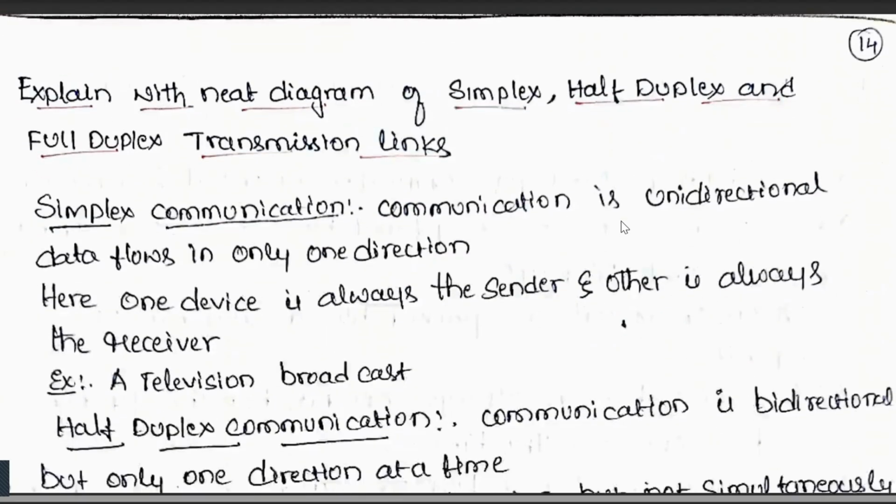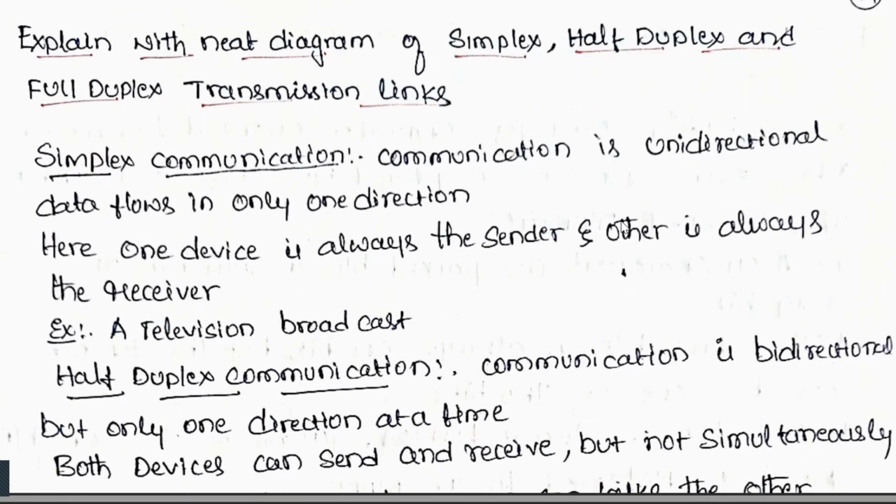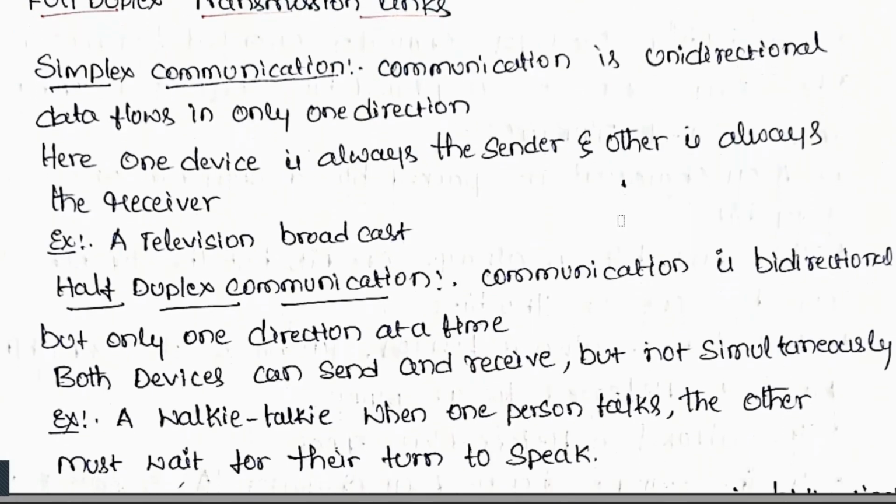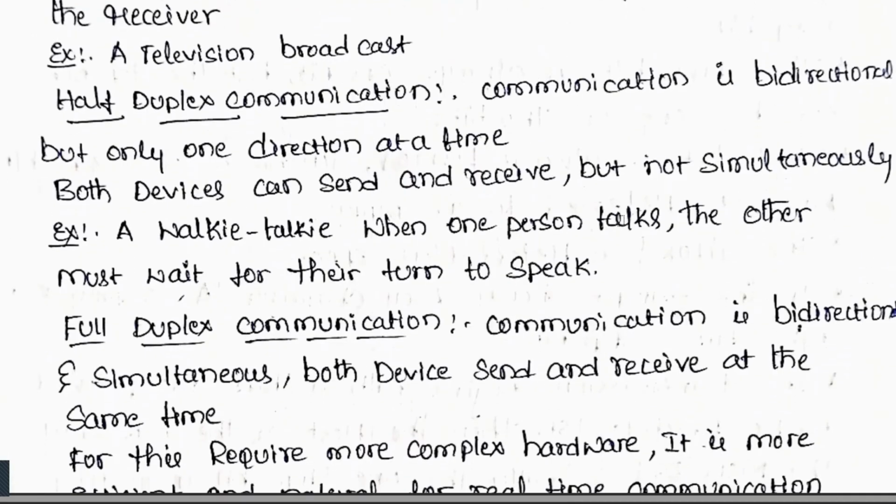So let us explain simplex, half duplex and full duplex. Half duplex was asked in model question paper 1. Simplex means communication is unidirectional, that is, data flows in only one direction. One device is always the sender and the other is the receiver. An example is television. Half duplex means it is bidirectional, but only one direction at a time. Both devices can send and receive, but not simultaneously.